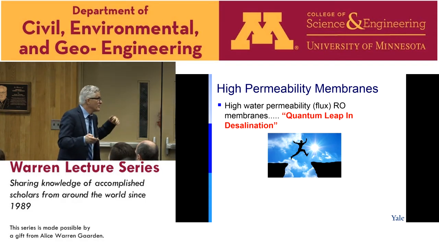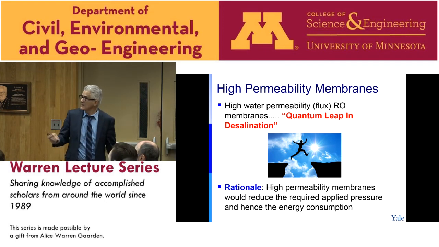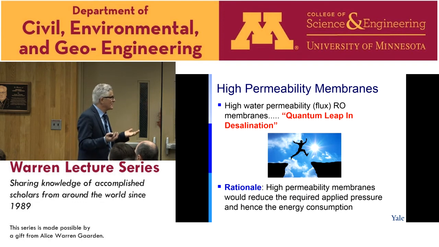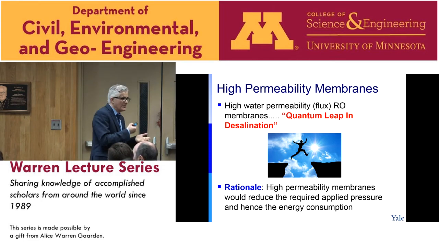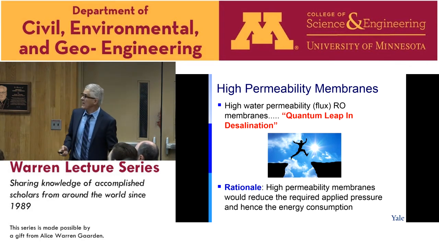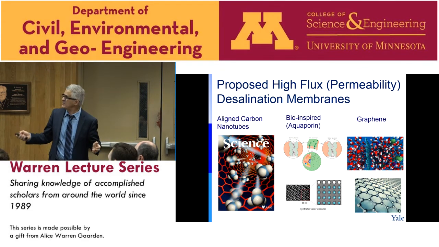And the rationale for them, many physicists, some of them brilliant, was just thinking that the energy consumption in reverse osmosis is because of the pressure. If we can have a membrane with higher permeability or lower resistance, you need less pressure. And if you need less pressure, you need less energy. So there were a lot of studies on this. And they were published in very high impact journals, in Science, in Nature, and so on.